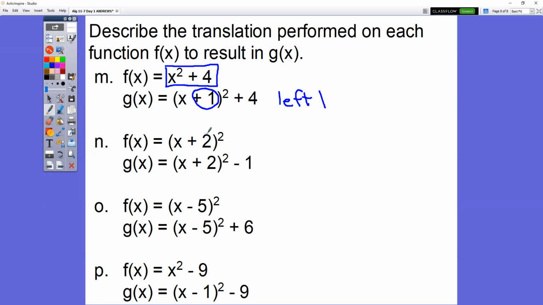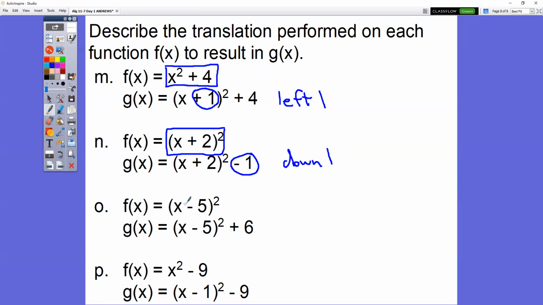Take a look at n. This is our original, x plus 2 squared. How do you get from x plus 2 squared to x plus 2 squared minus 1? Well, the only difference is the minus 1 at the end. That minus 1 at the end means that you're going down 1.